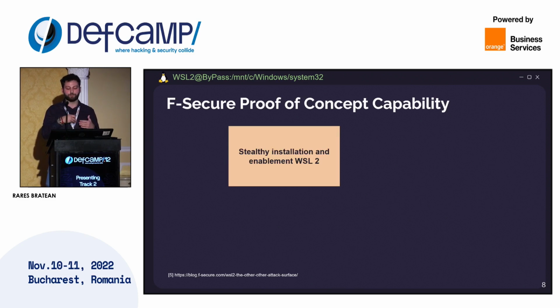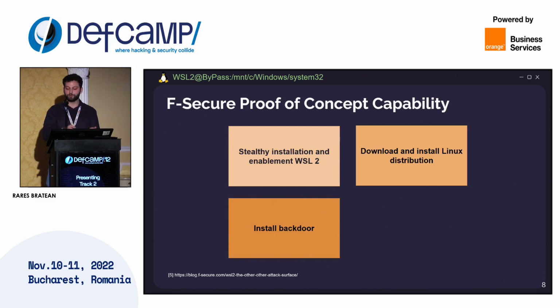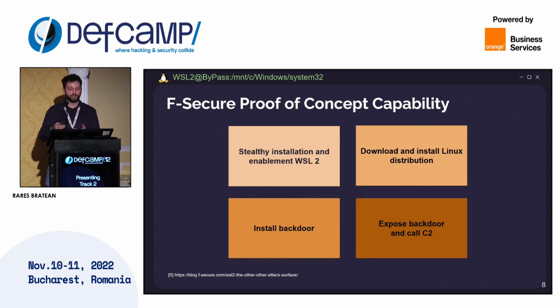firstly, they used PowerShell to stealthily install and enable WSL2. Then they downloaded and installed the Linux distribution. Then they installed a backdoor, and in the end, exposed the backdoor and started doing C2 calls.